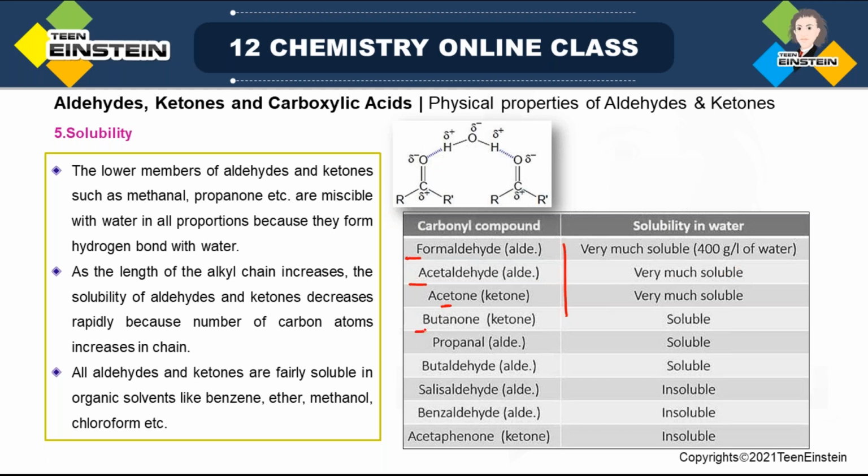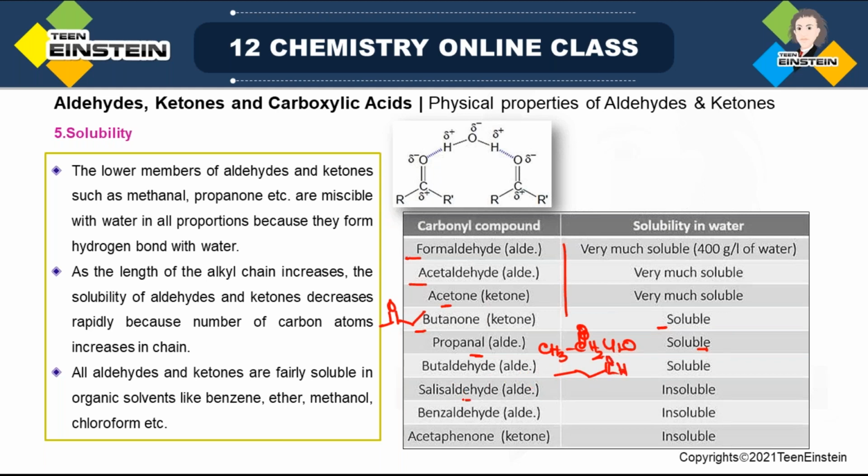Then further you are increasing the carbon: butanone, that means CH3, CO, two more carbon, total 4. Now also it is soluble. Then propanal, which is 3 carbon, sorry, CH3, CH2, CHO. Soluble. Butaldehyde, this is also an aldehyde, that means 4 carbon, 1, 2, 3, 4. This is also soluble.